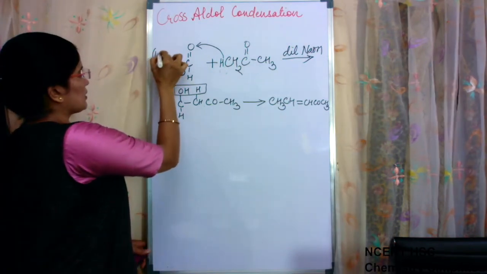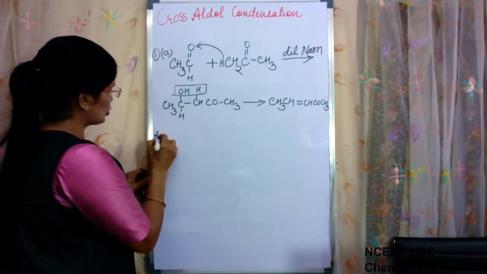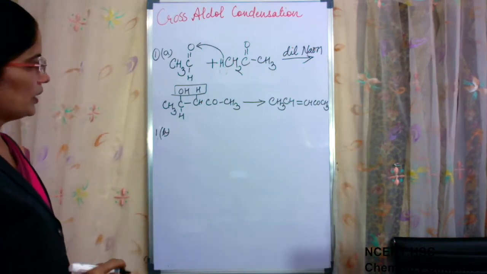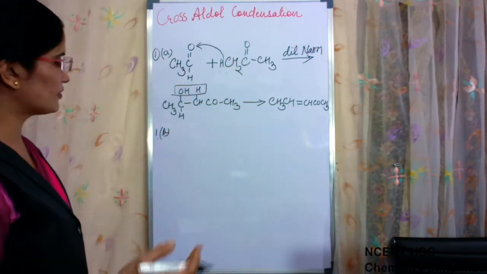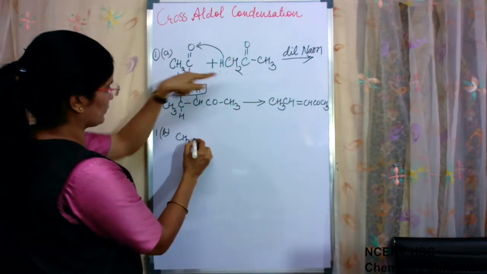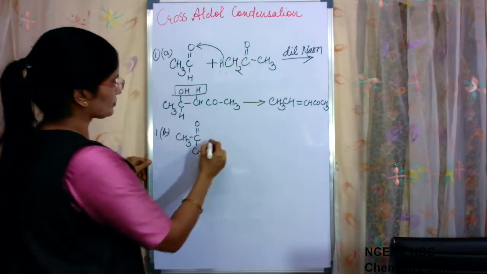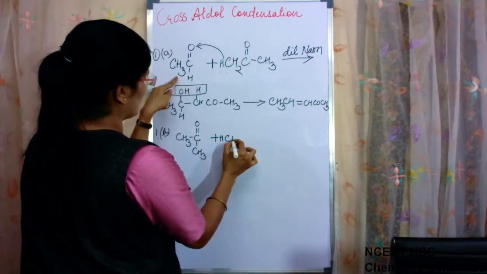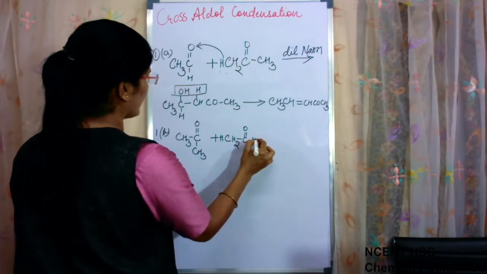But this is one possibility. Second possibility, 1B. What is that second possibility? If I write this ketone molecule first and the aldehyde molecule afterwards, then what do we do? Let us see. CH3 C double bond O and CH3, plus aldehyde molecule CH CH2 and remaining C double bond OH.